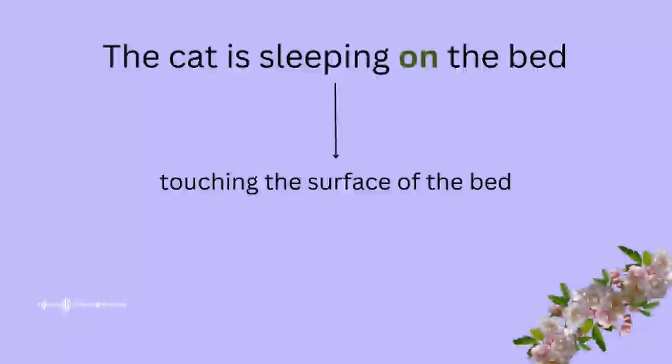The cat is sleeping on the bed. Sleeping on the bed. So we are using "on" because we are focusing on the surface of the bed. So where is the cat? The cat is on the bed sleeping. So this is how you can use "on" in sentences.